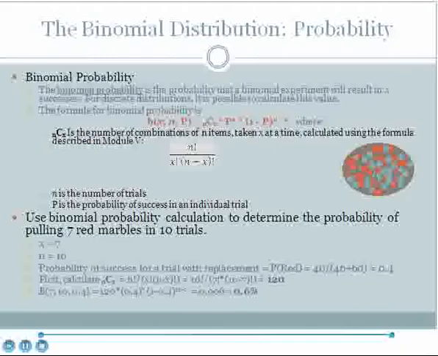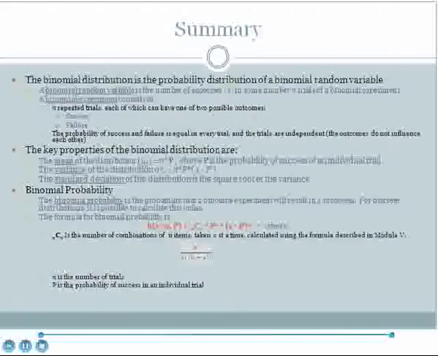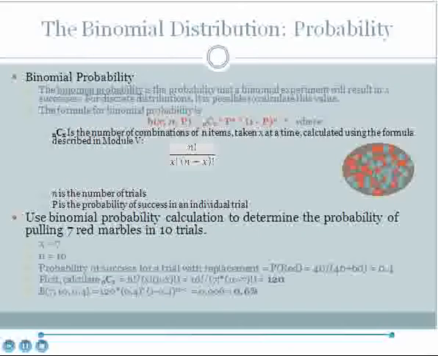Thus, the probability of obtaining 7 successes in 10 trials is 0.6%. It's very unlikely.